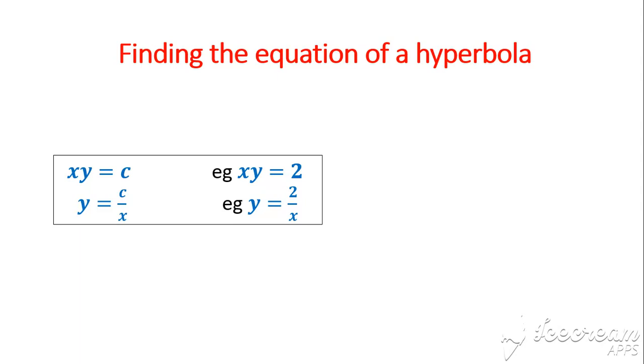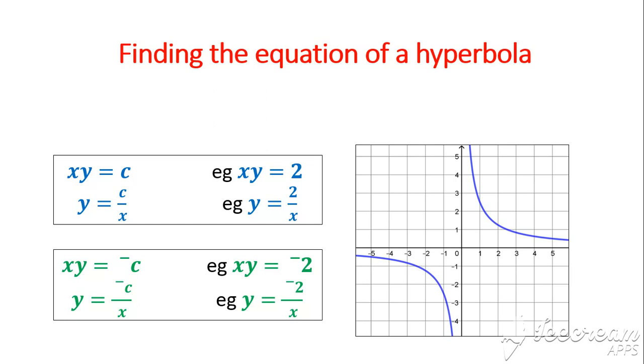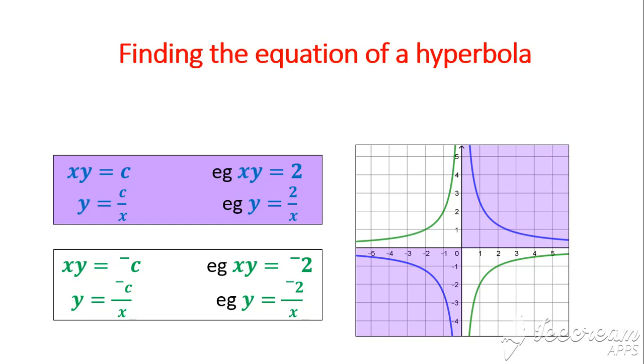So the example we just looked at, x times y is equal to the number 2, gave us this graph. What if I did a little clever trick and changed the formula to x times y is equal to negative 2? Well, I'll tell you what happens. The graph appears in the opposite quadrants. So when we have x times y equal to 2, a positive c, we get our hyperbola's two branches in these two quadrants. But when we get x times y equal to negative 2, a negative c, we end up with a hyperbola in the opposite two quadrants.